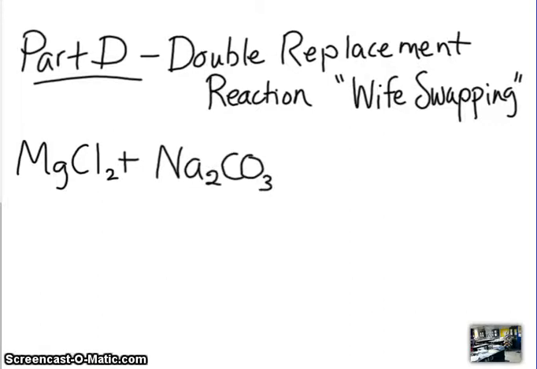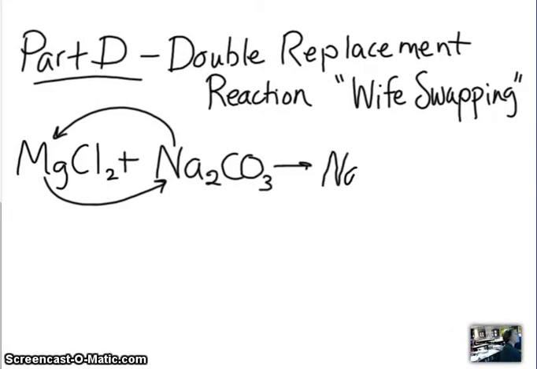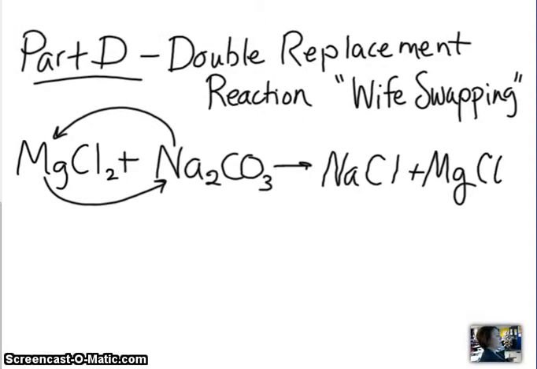Sodium carbonate. And what they did was swap partners. So the Na and the Mg, the metals, switched places. The positive ions switched places. They swapped partners, like wife swap, right? On TV, there's that wife swap show. So they swapped wives. So now the Na was with the Cl, and the Mg was with the CO3. And again, I like to balance my equation, so we'll put 2 there to balance your equation.